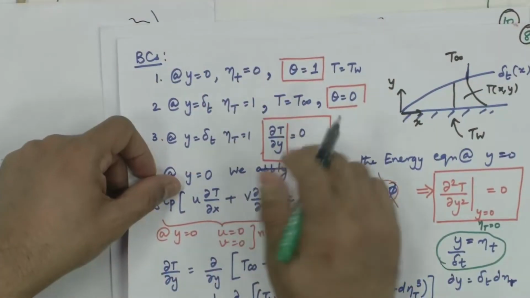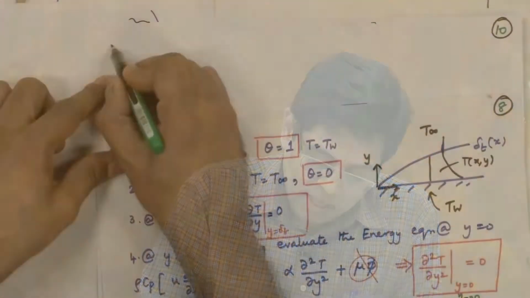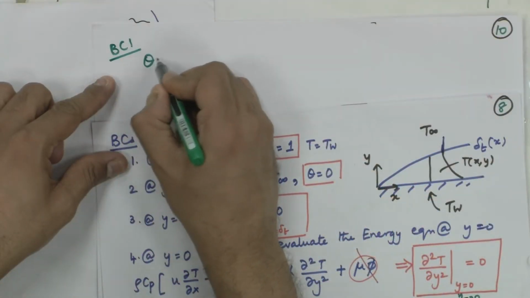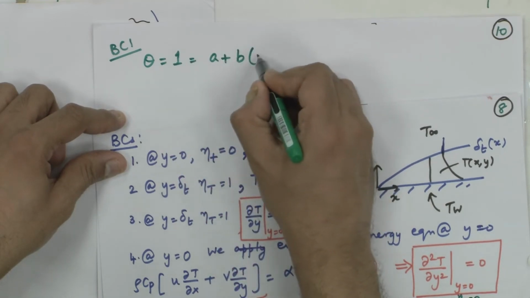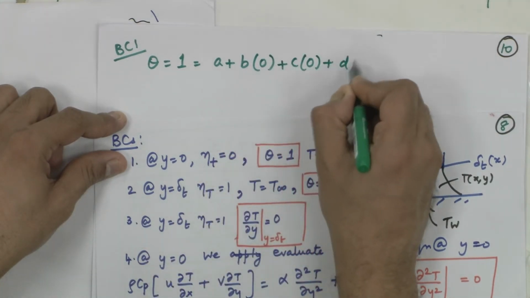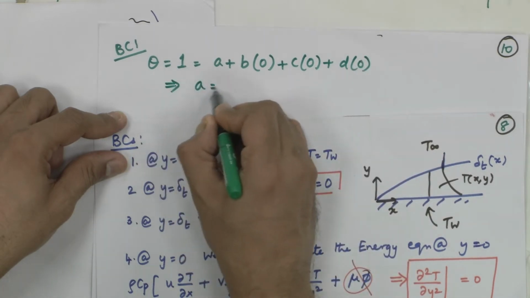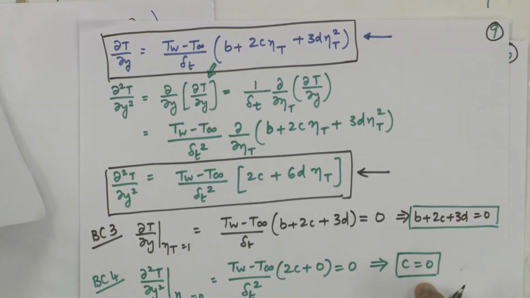Boundary conditions 1 and 2 are yet to be used. Boundary condition 1 is this, correct, theta equal to 1 at y equal to 0. Let us write it. So, BC1 I am going to use: theta is equal to 1, which is nothing but a plus b eta, evaluated at eta t equal to 0, which implies a equal to 1. So, we got a equal to 1, and from boundary condition number 4 c equal to 0.